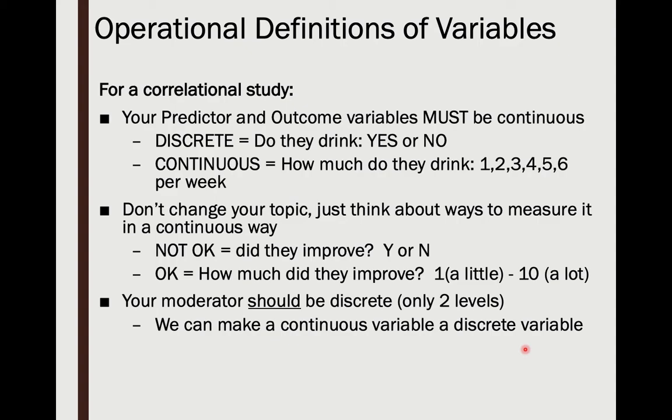So for example, if you want to do a correlational study of how much someone drinks per week, how that affects their happiness, but if that depends on if they are rich or poor, you would have how much they drink on a 1 to 6 scale, happiness on a 1 to 6 scale, for example, and then their income level would be discrete, so rich or poor.